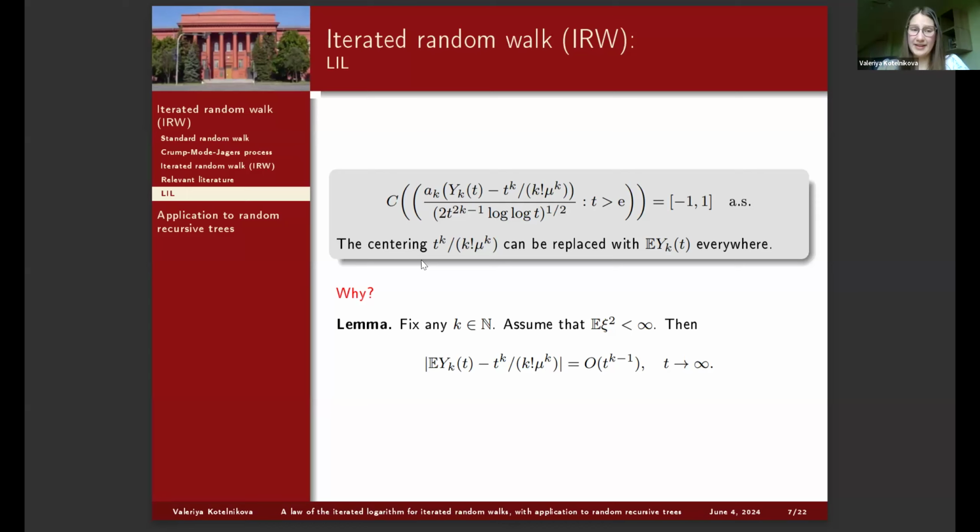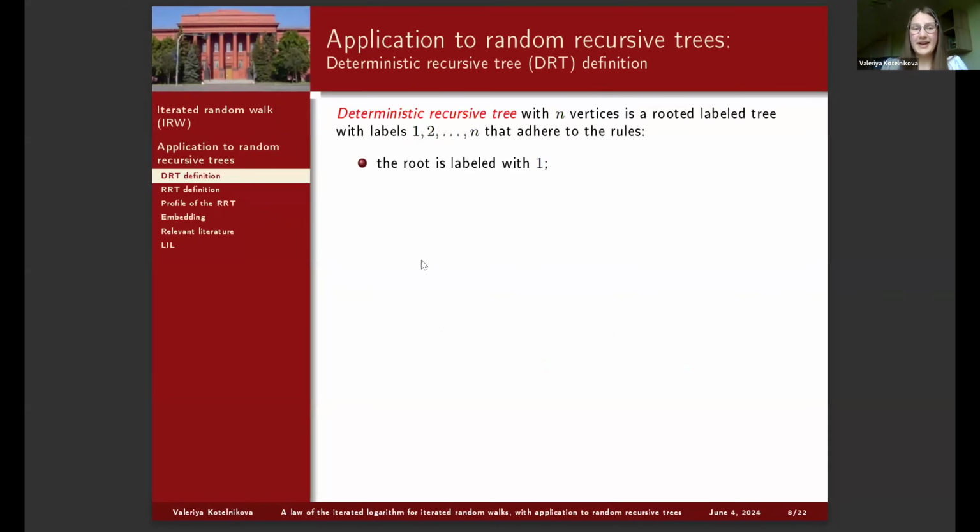Now we move to the second part of the talk, where we are going to apply this law of iterated logarithm for iterated random walks to the profiles of random recursive trees. Before defining random recursive trees, let's first define deterministic recursive trees. By a deterministic recursive tree with n vertices, we mean a rooted labeled tree with labels 1, 2, and so on, that adheres to three following rules.